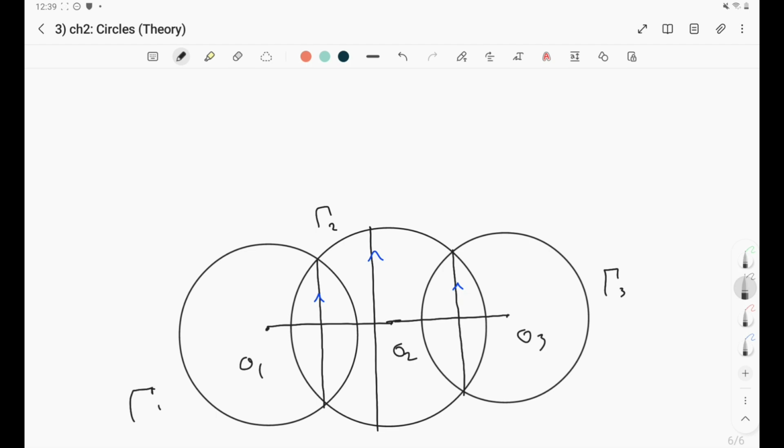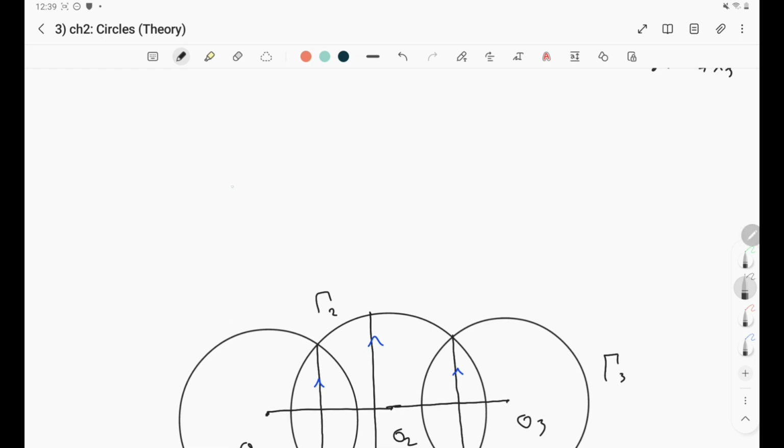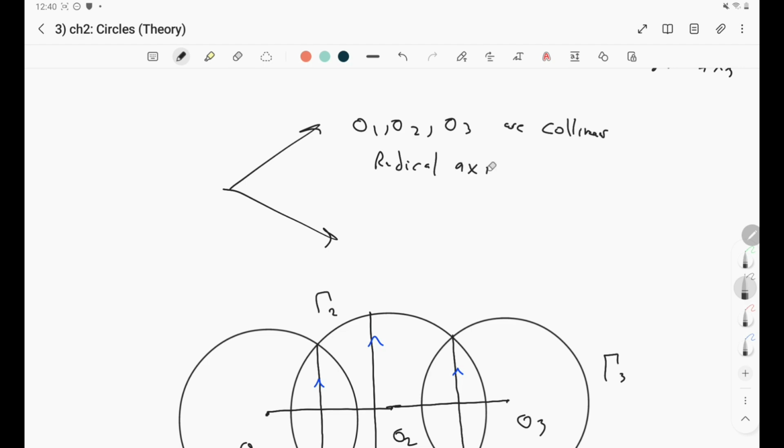So that means we have 2 cases. Either you have 3 circles with O1, O2, O3 collinear. And this is the bad case. Why the bad case? Because the radical axes here don't meet here. They are parallel. Or they are not collinear, otherwise concurrent.